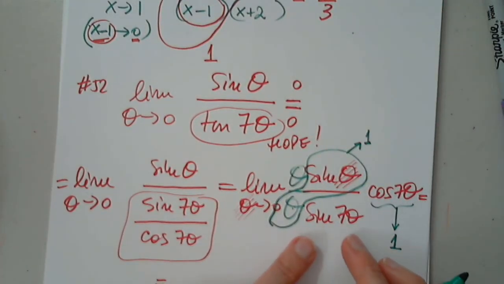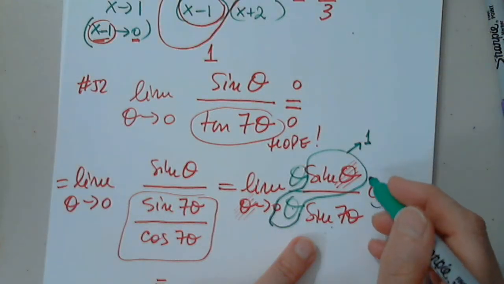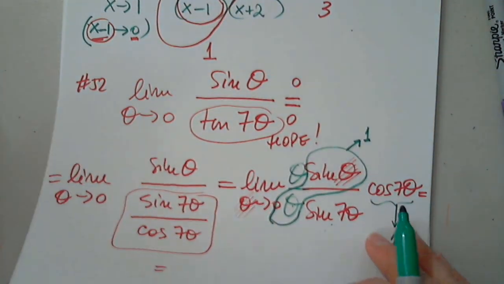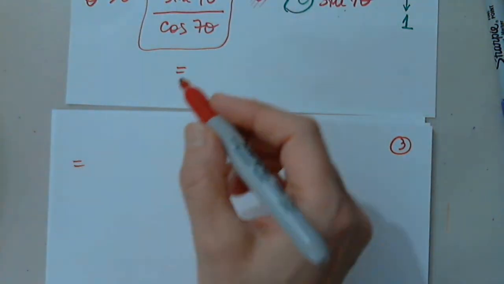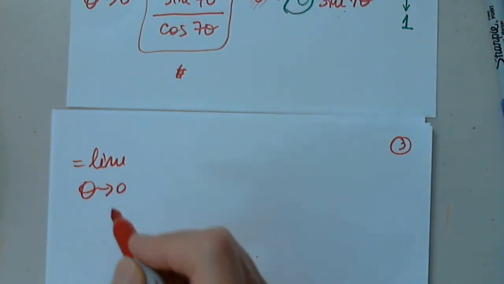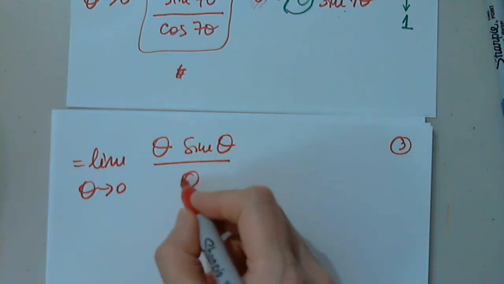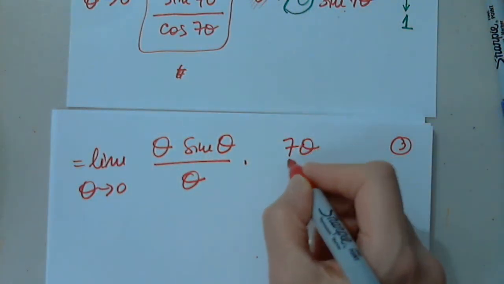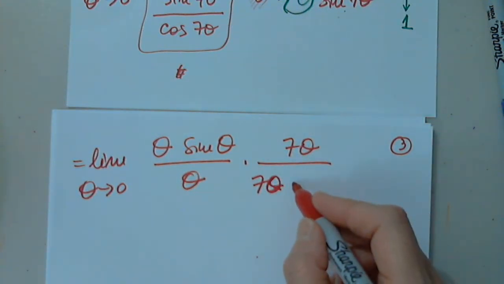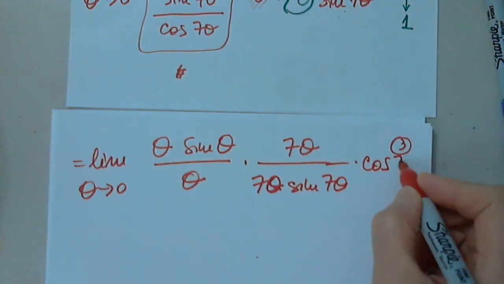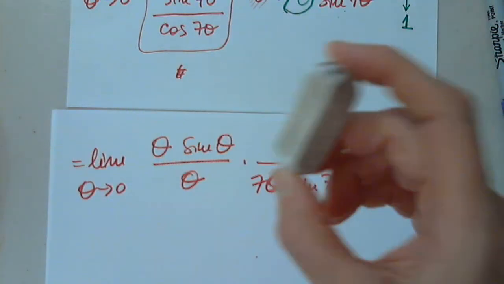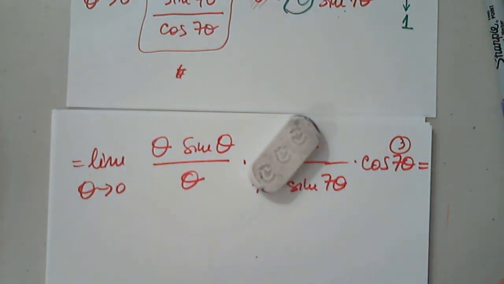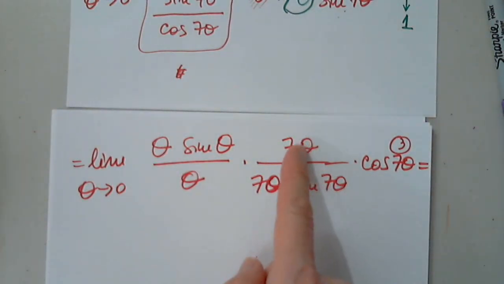So then, what do I need? The problem with this is that I need a 7 theta over 7 theta. So there is no room here. I'm going to move to the next page and write this again. I'm on page 3. Okay, so the limit as theta approaches 0 of sine theta over theta times 7 theta over 7 theta times sine 7 theta times cosine 7 theta. I added this in, but it's theta over theta, which is 1. And I also added this in, which is 7 theta over 7 theta, which is still 1. I didn't change anything.